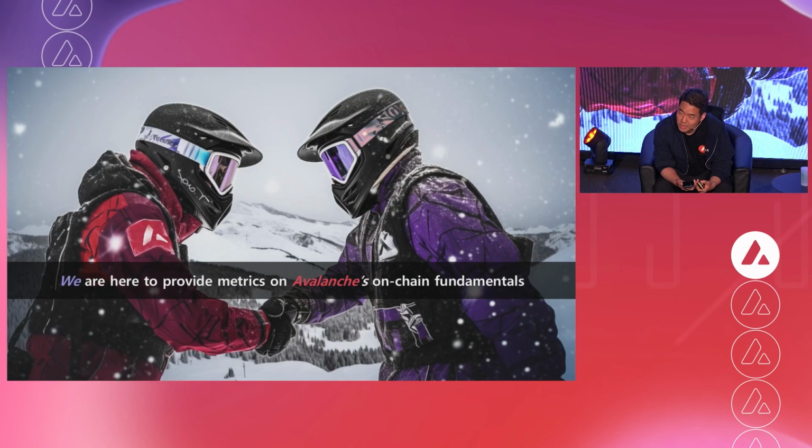And since last summer, our relationship with Avalanche has begun, and it has evolved into us providing on-chain data for the subnets that the Avalanche Foundation values the most.